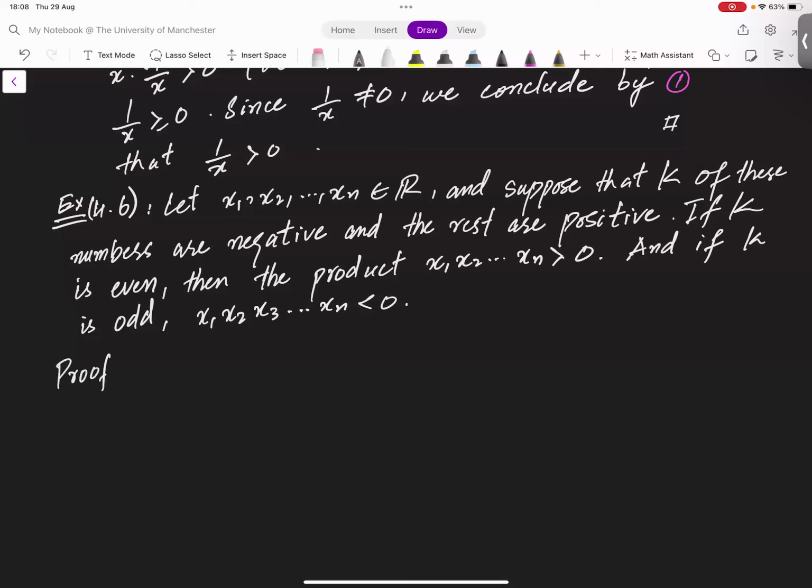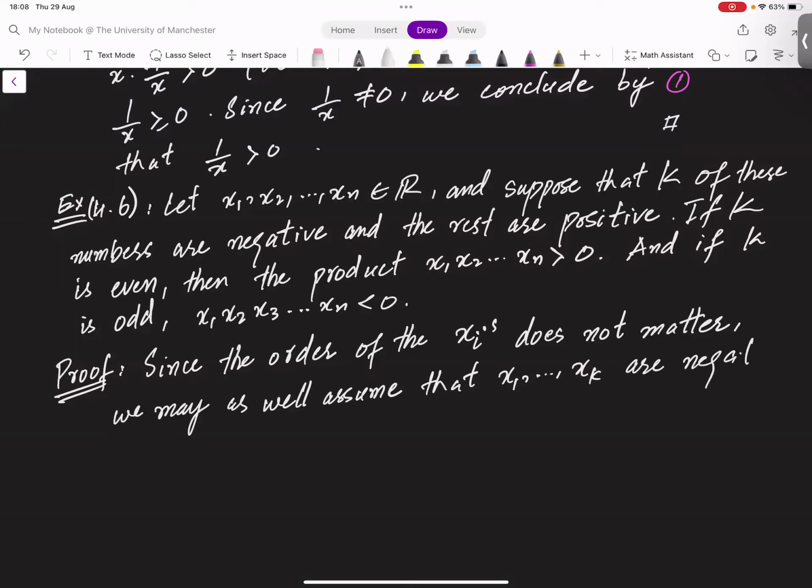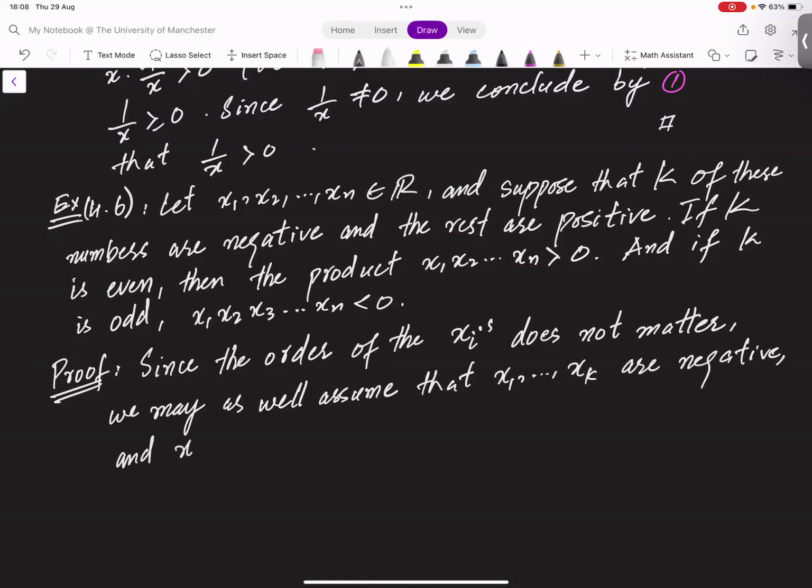And to prove this, we say since the order of the xi's does not matter, we may as well assume that these numbers are negative, x1 up to xk, and the numbers from xk plus 1 to xn are positive. Okay.